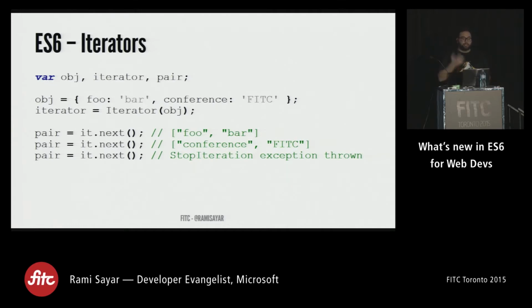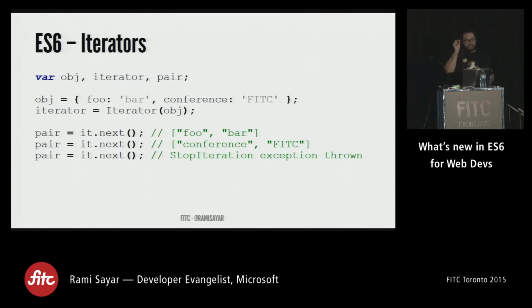So here's an example where I use an object. I create this var, this new variable for iterator and a pair, okay, and I create this object called foobar and then conference FITC. Well, the neat thing about this is that I can take that object and wrap it in an iterator. So there's going to be this new function called iterator, and that's going to return an iterator to my object. Now, to actually go through this collection, all I need to do is call, well, actually, that's a mistake in the slides, iterator.next.